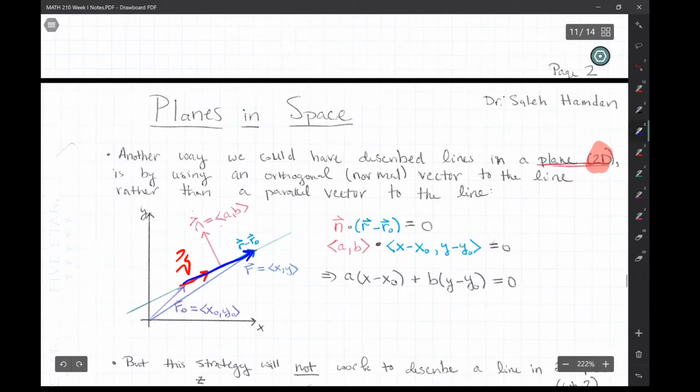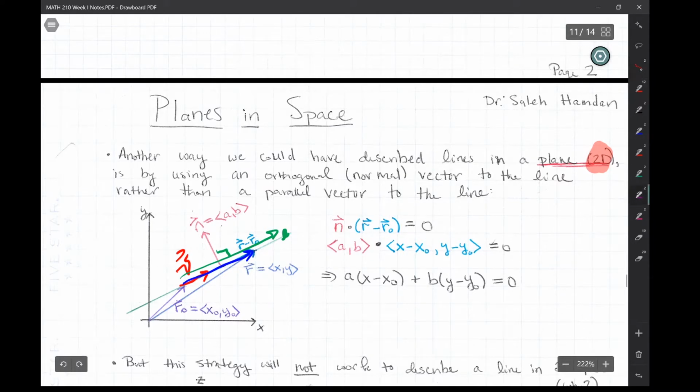So for any point I could have chosen, let's just say the point over here, well, then what's r minus r naught? It would be the vector that points in this direction. And guess what? It's also perpendicular to that normal vector. So we could have instead given a normal vector and said that points on the line respect this relation, that the normal vector is perpendicular to r minus r naught, or this vector here, which means what does that mean if they're perpendicular? That means their dot product is 0.